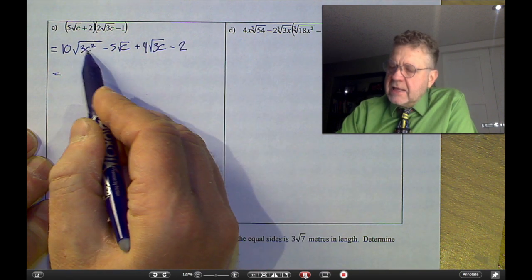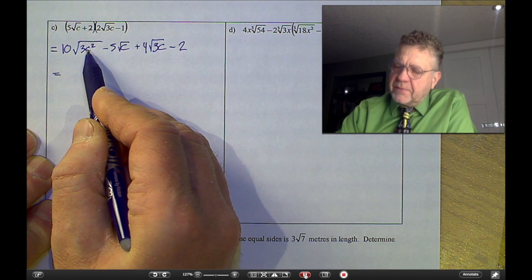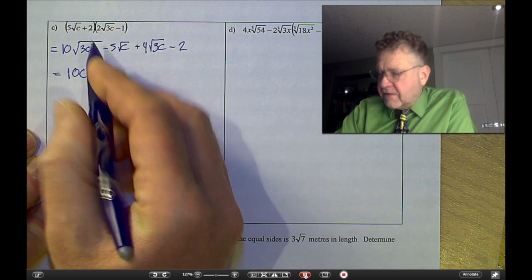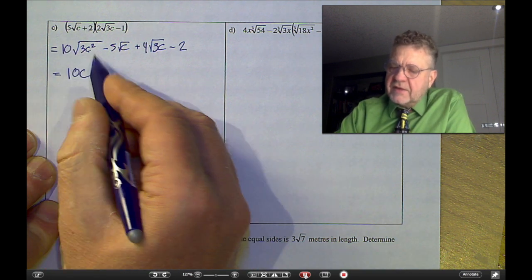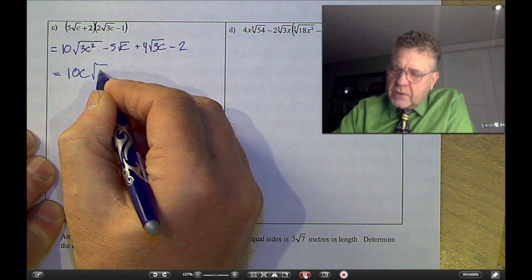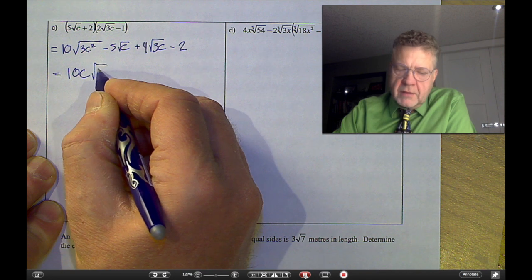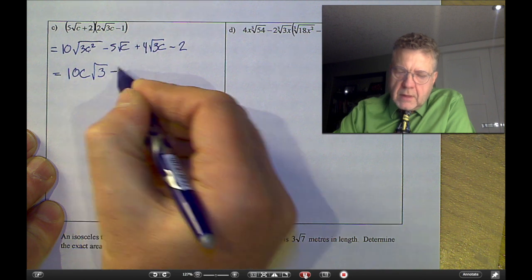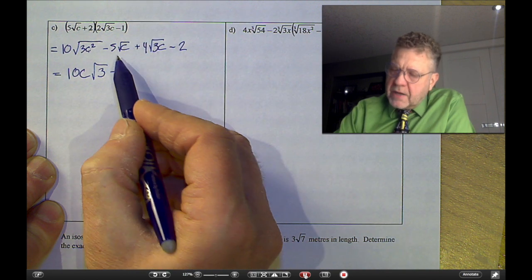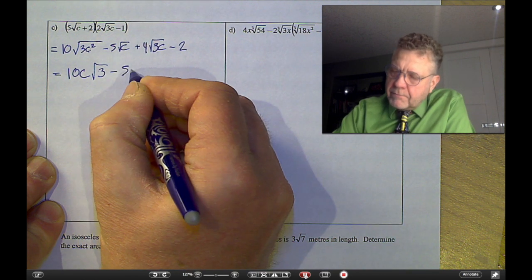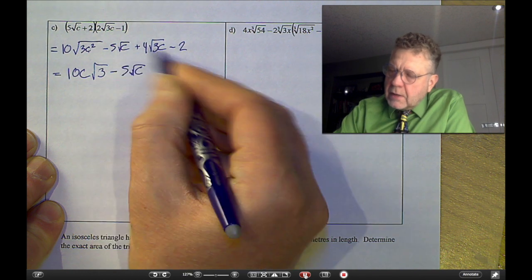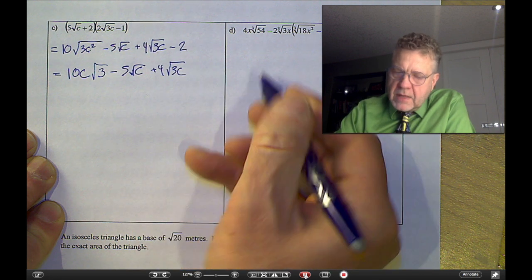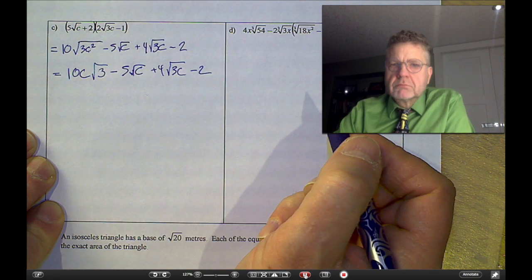I don't see any perfect squares. Well, actually, I do see a perfect square there, right? So if I pull the C squared out, it's going to become 10C. So that comes out. And I've got the square root of 3, minus 5 root C, plus 4 square root of 3C, and minus 2. Good? Yep.